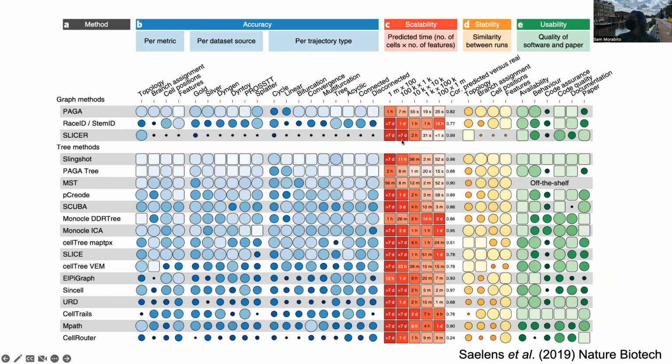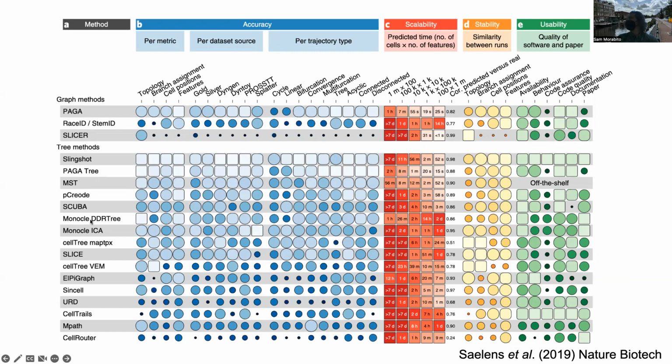I think the one that's really interesting is scalability, where they looked at 1 million cells times 100 genes, or 100K cells times 1,000 genes. And some of these take prohibitively long. It looks like days for some of these. Whereas I think most people would probably have 100,000 cells or fewer. So PAGA seems to be looking pretty good still, where you have 7 minutes instead of a day. Monocle looks like, what, 26 minutes?